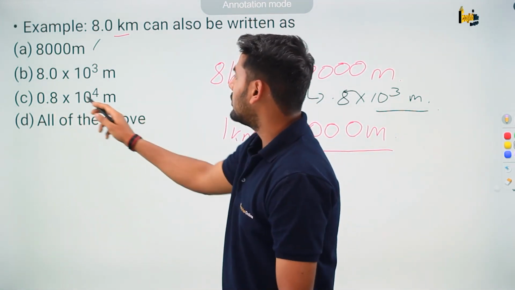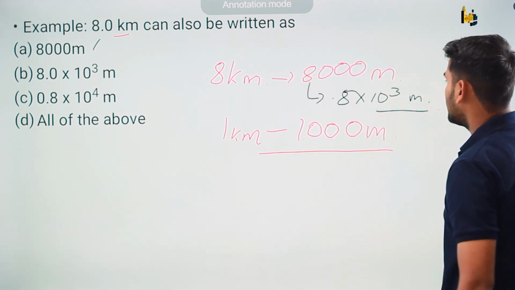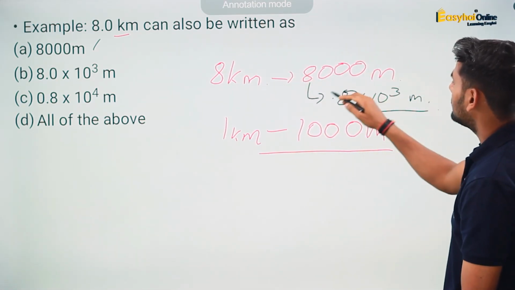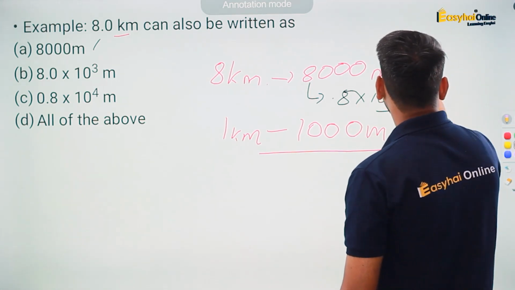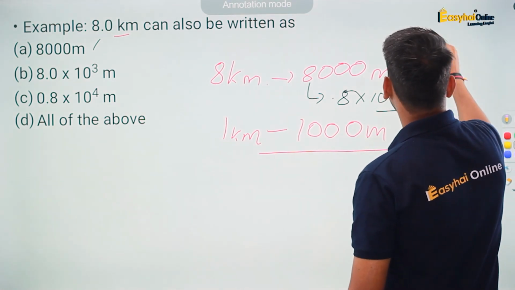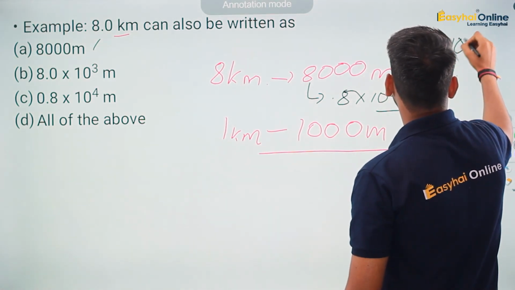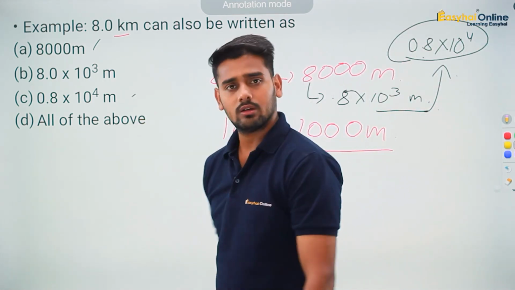Here, 0.8 into 10 raised to the power 4. Look at this. This is 10 raised to the power 3. If you move one decimal to the left, I'll have to add one more power to the 10. So I can simply write this as 0.8 multiplied by 10 raised to the power 4. So this also seems correct.